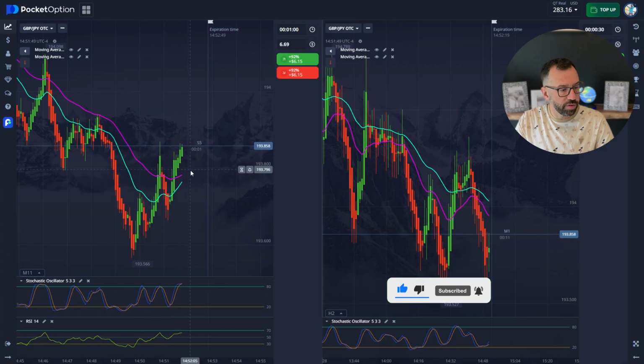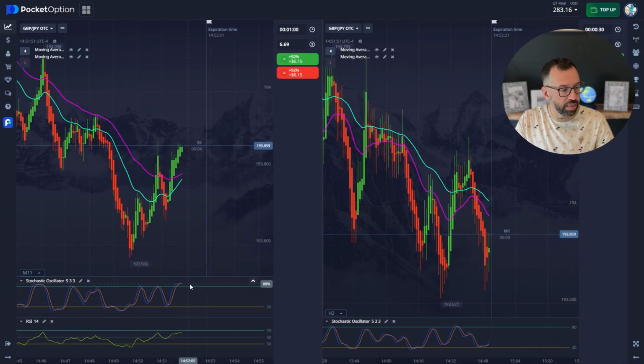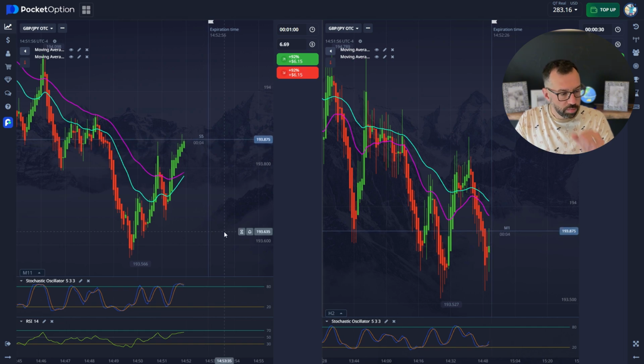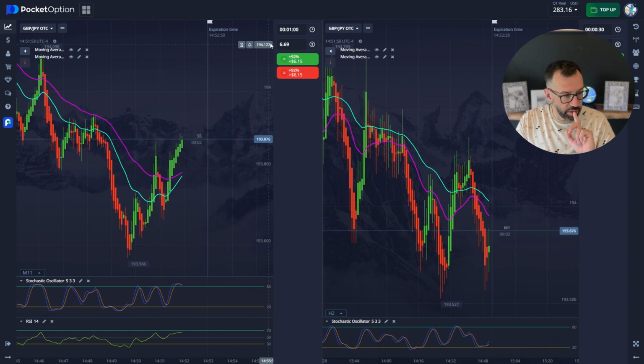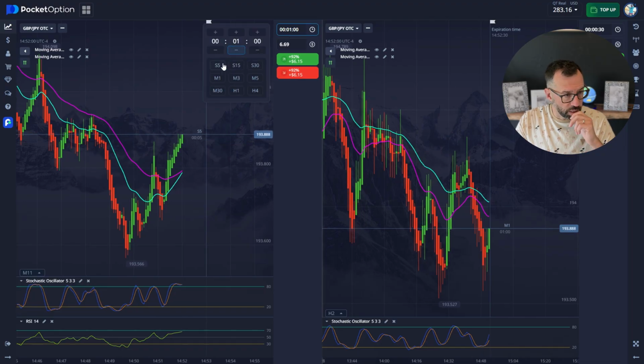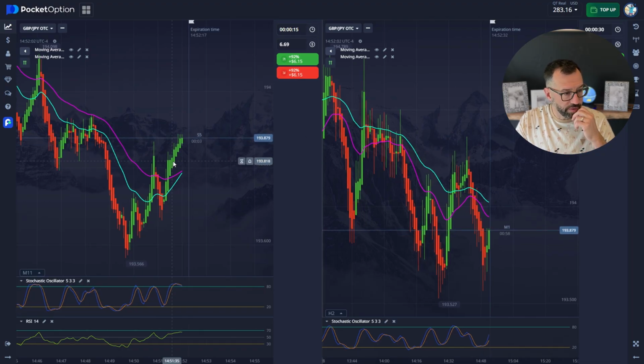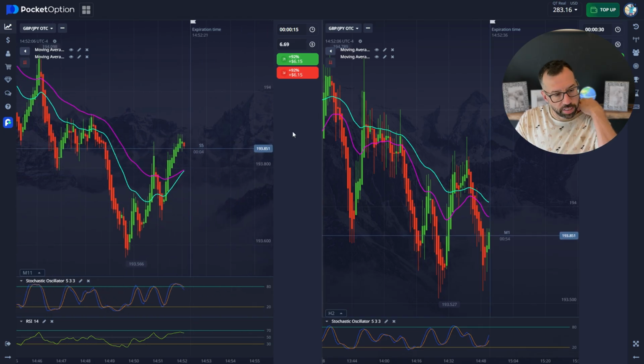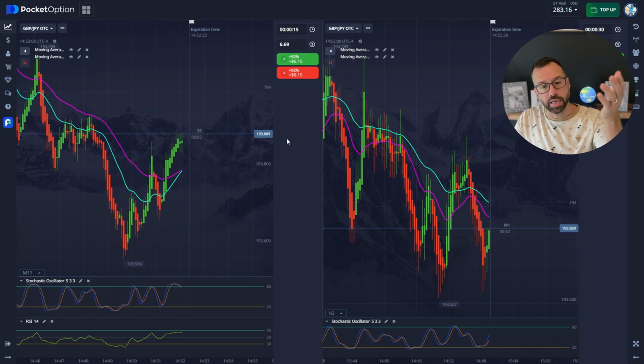It did push through the 50 and the 25. The stochastic oscillator and the RSI are, excuse me, the stochastic is way oversold. A 1 minute sell is probably not good here. 15-second might not work. So let's just give this a second to set up. Again, we don't want to rush.